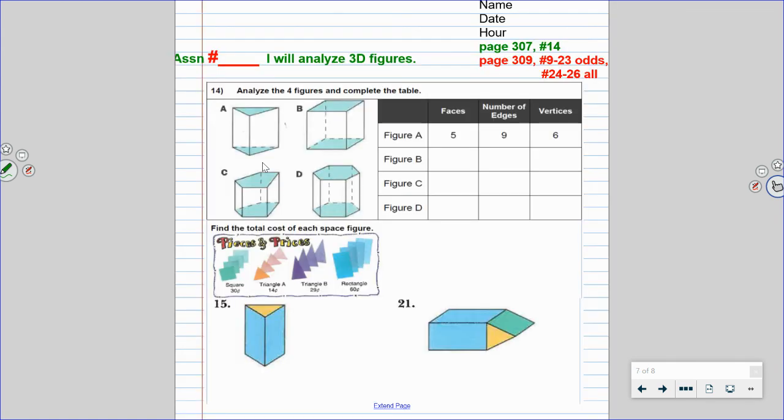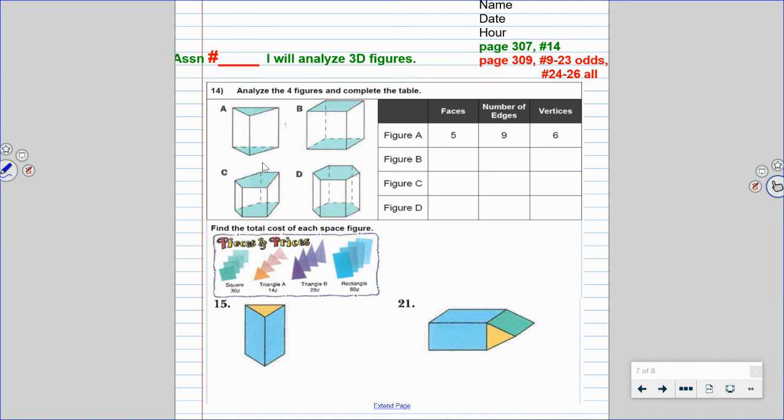All we have left. Heading into the homework assignment, I would suggest do page 307, number 14 first. Looks easy, but looks can be deceiving. Take your time. Some of you have a spatial intelligence. You can do quite well with this. The rest of us need to really take our time. How many faces, how many edges, how many vertices?